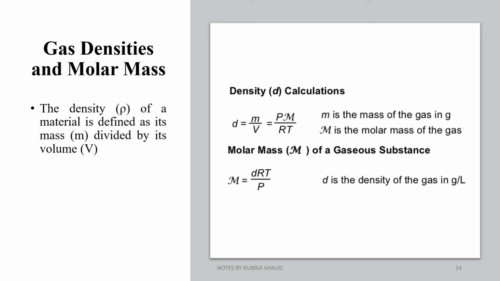Gas densities and molar mass. The density of a material is defined as its mass divided by its volume. We calculate density using the formula D equals m over V, and molar mass is equal to DRT over P, where D is the density of the gas in grams per liter, R is the gas constant, T is temperature, and P is pressure.